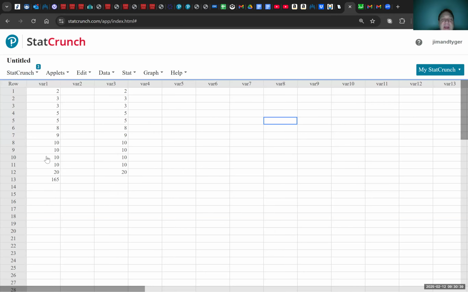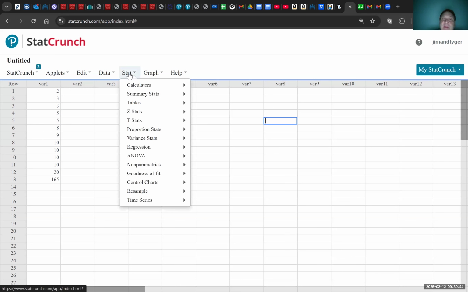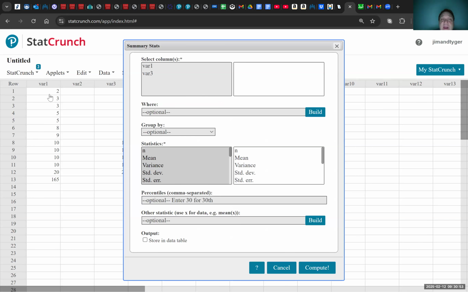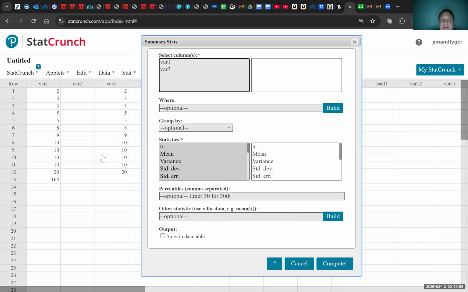But I'm going to be looking at the percentiles for var1. So once again, I go to Stat. I'm looking for a statistic like percentile. I'm going to look for summary statistics. My data is in a column. So once again, the same steps. I could choose var1. I'm not choosing var3 because that's the one that throws out the 165. So I got to choose my var1. It verifies there. And then it's not actually in this part right here. It's right below it. It says percentiles. So you write whatever percentile you want here. I want the 80th percentile. So 80. And then I hit compute.